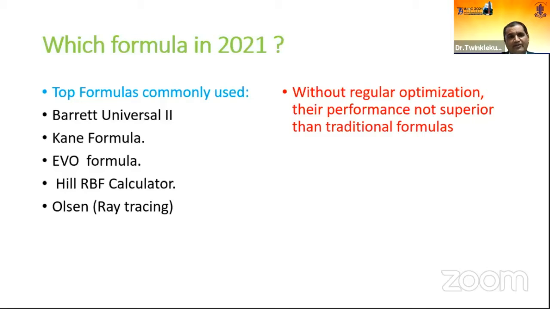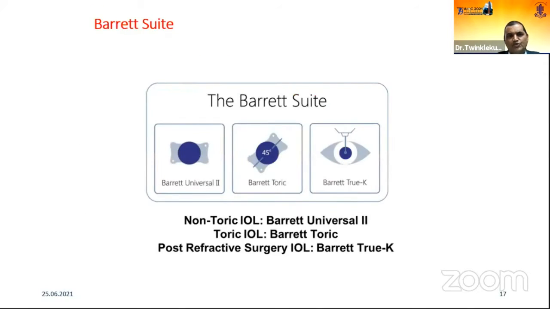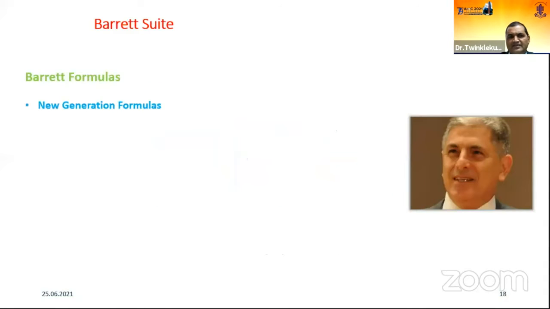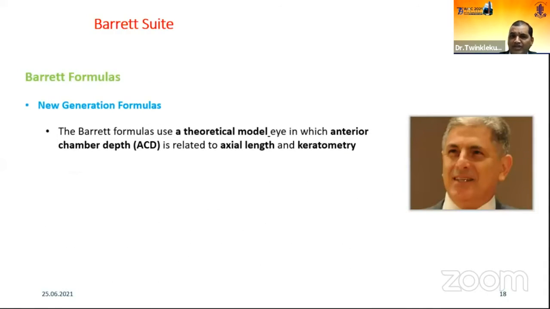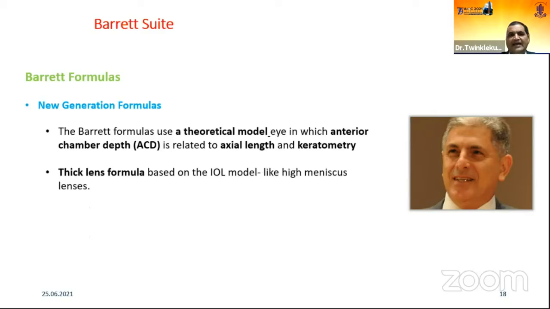Now let us go into each of these formulas in detail, starting with the Barrett suite. The Barrett suite consists of three components: Barrett Universal 2, Barrett Toric, and the post-refractive surgery IOL formula, Barrett True-K. This is incorporated in the IOLMaster 700. It is a new generation formula, a theoretical model formula. It also considers the anterior chamber depth, axial length, and keratometry. The most important part is that it is a thick lens formula. Whatever the IOL model, whether a regular biconvex lens, or a high meniscus lens as used in high myopia, it gives a different lens construct.